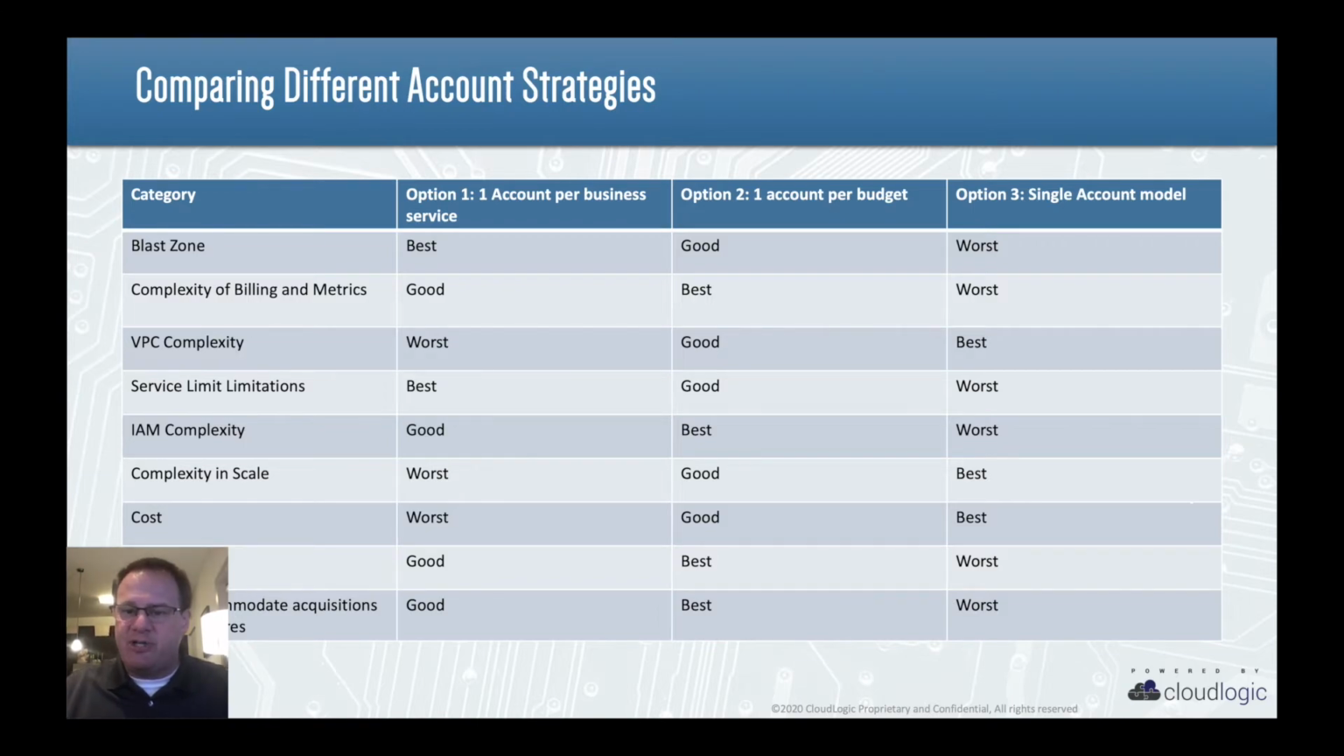One last consideration for large enterprises. Having one account per budget or one account per business service also simplifies merger and acquisition activity, given that I can logically separate resources, accounts, and billings naturally.